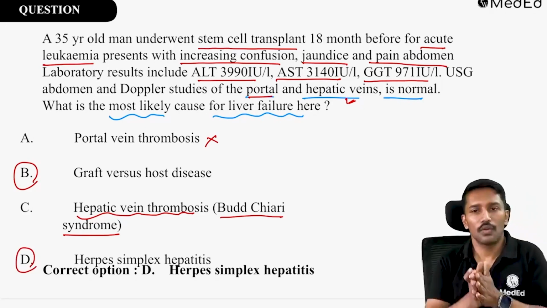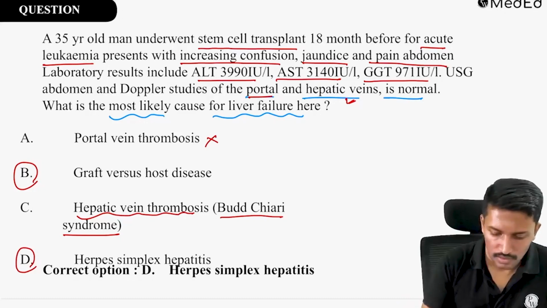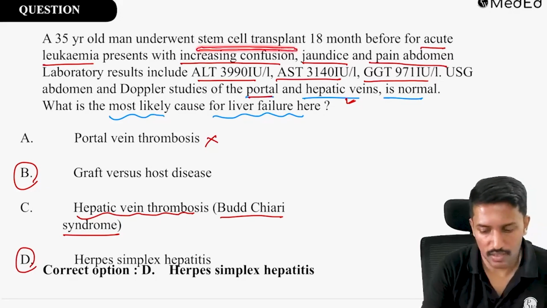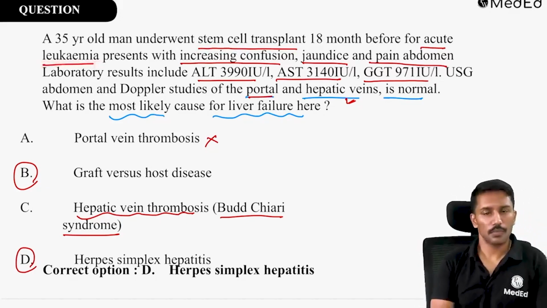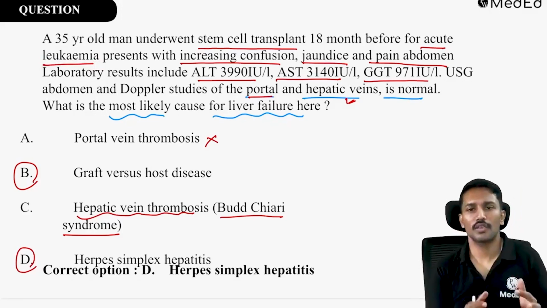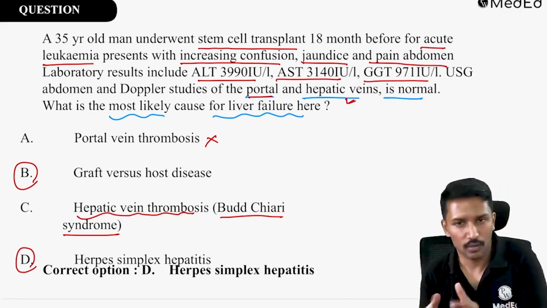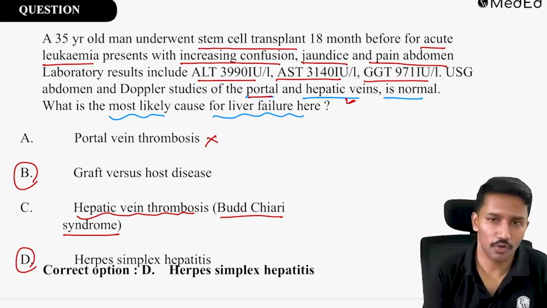Okay. Now graft versus host disease, we are not dealing with the liver transplantation here. Patient has undergone the bone marrow transplantation, stem cell transplantation, because he had a leukemia, right? So even if he develops the graft versus host disease, the predominantly affected organ will be the marrow. Liver can be affected, but not to the extent of going to hepatic encephalopathy, right?